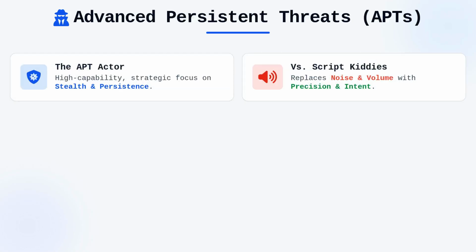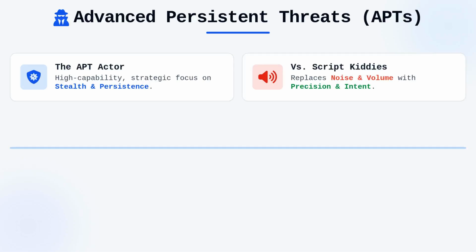When we discuss advanced persistent threats, or APTs, we are looking at actors who possess the capability and intent to remain undetected within a network for extended periods. Unlike the noisy, automated script kiddies who rely on volume, these threats employ the strategic stages of the cyber kill chain to systematically compromise an organization.